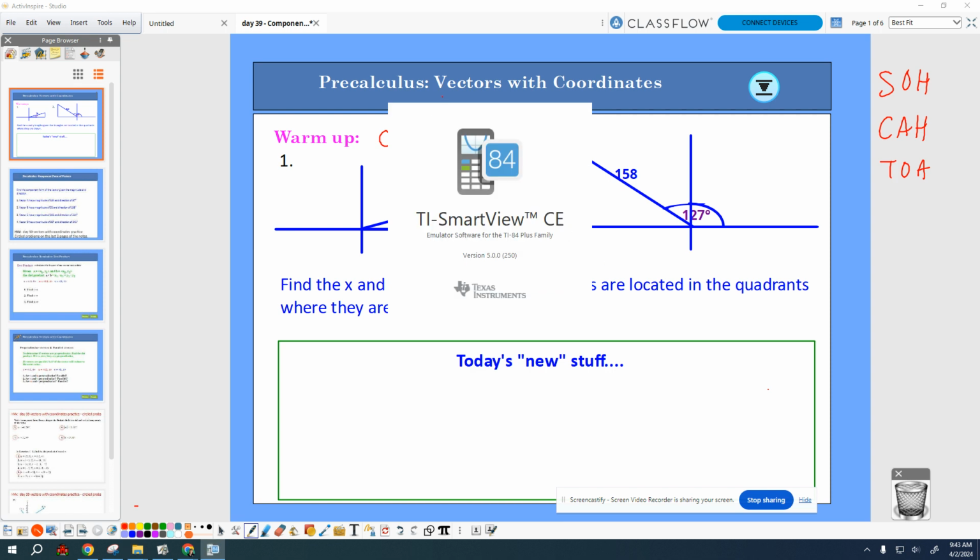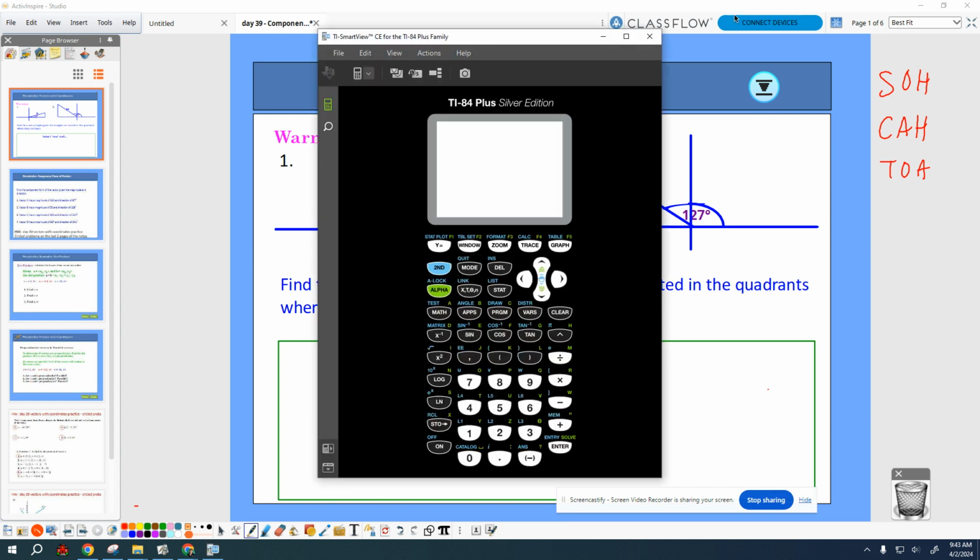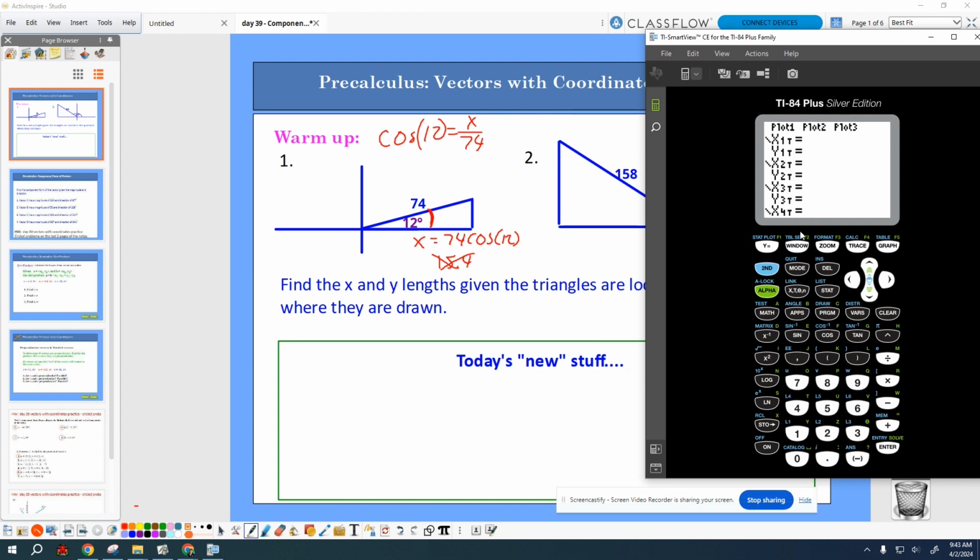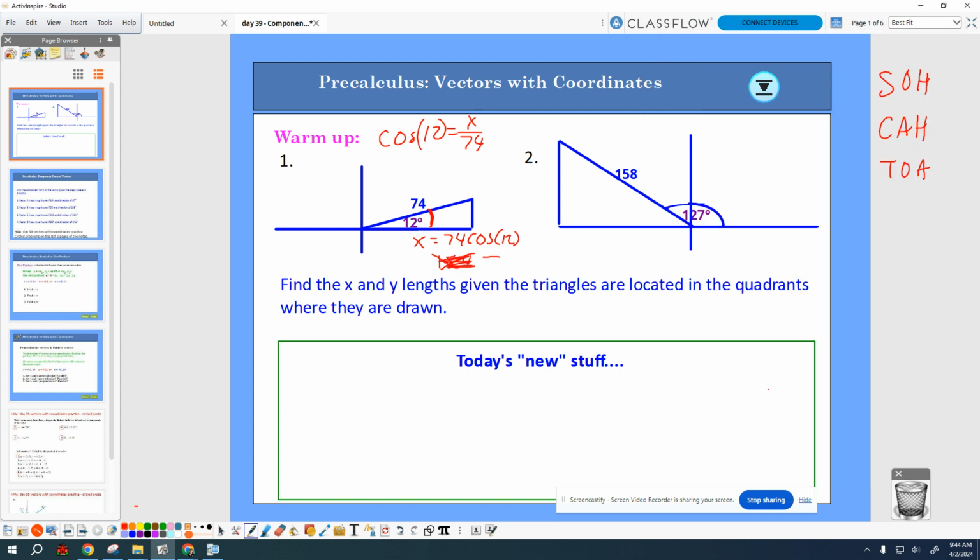We're finding x and y, so we need to find both. All right, I'm in degrees. Perfect. Do you guys agree cosine is adjacent, so the x over the 74? Yep. Cross multiply, we do 74 times cosine 12 degrees and get 72.4.